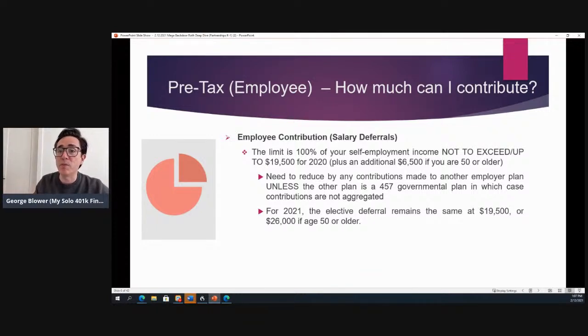So if you are participating in another plan, like through a day job, and you make contributions to that other plan, you have to reduce how much you can contribute to the solo 401k by the amount that you contributed to the other plan. So if you put in 19.5 and you're under 50 to your day job 401k plan, you can't make any more contributions to the solo 401k because you already used up the bucket.